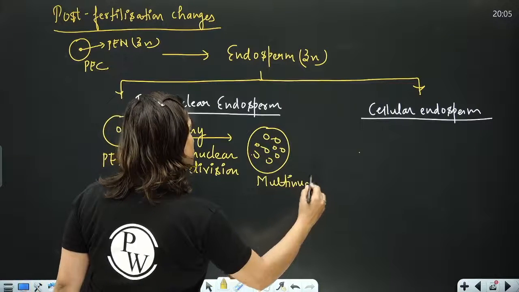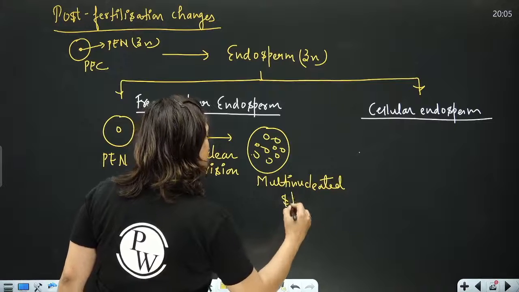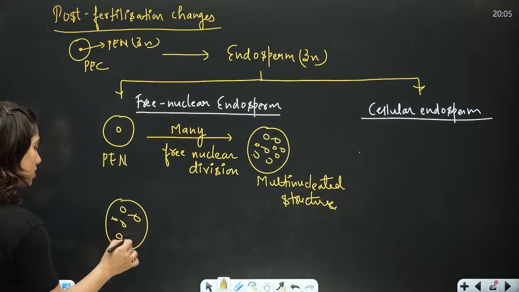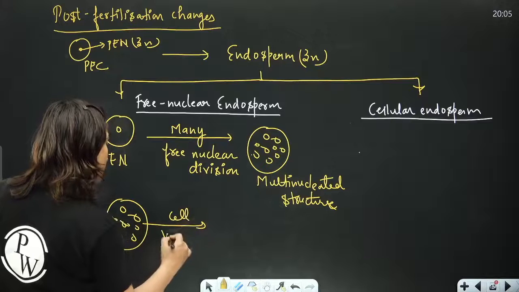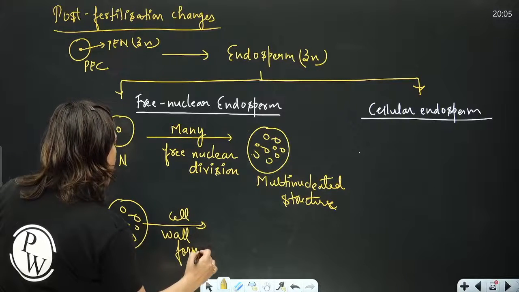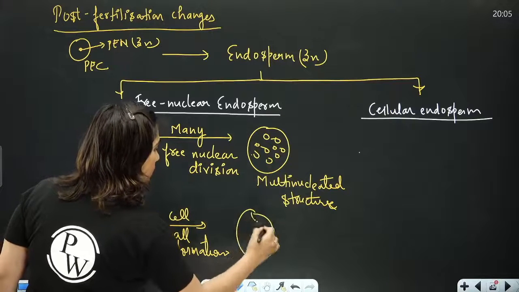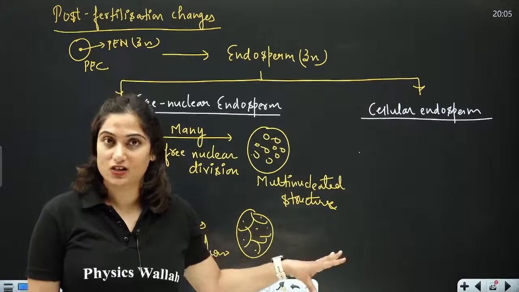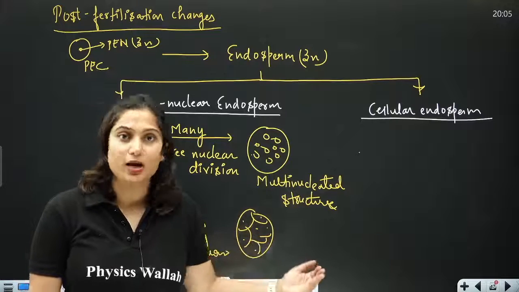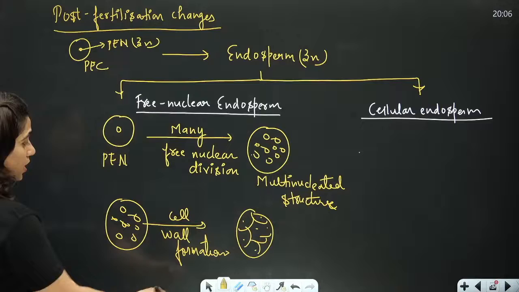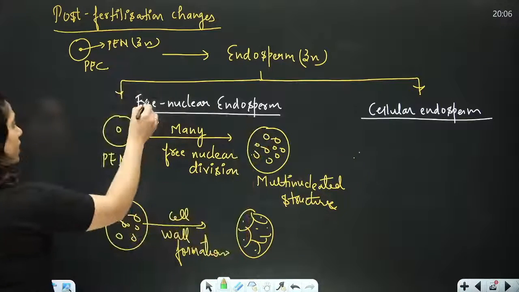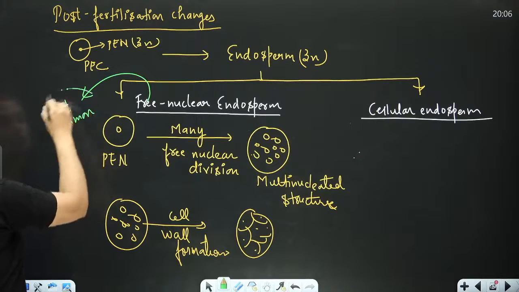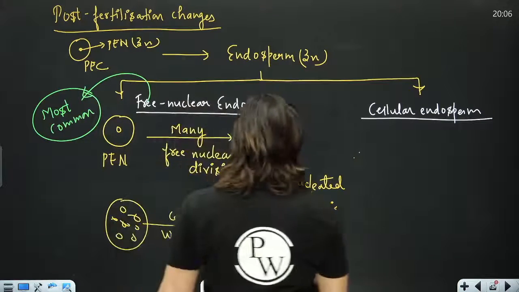After many free nuclear divisions, a multinucleated structure is formed, and then ultimately in this multinucleated structure, the cell wall will form. Ultimately, the cell wall formation will occur and the endosperm will be formed. Right? That means initially there were only free nuclear divisions. Initially only the nucleus divides, and when the cell contains many nuclei, then ultimately cell wall development occurs. This kind of endosperm is called free nuclear endosperm, and this is the most common type of endosperm found in angiosperms. Most common.